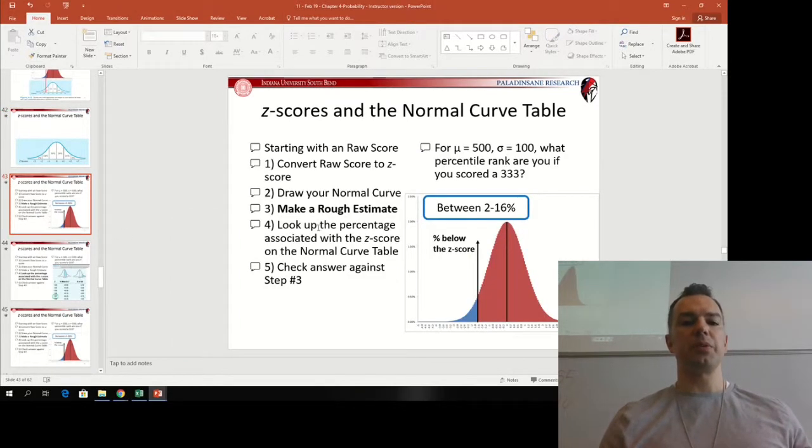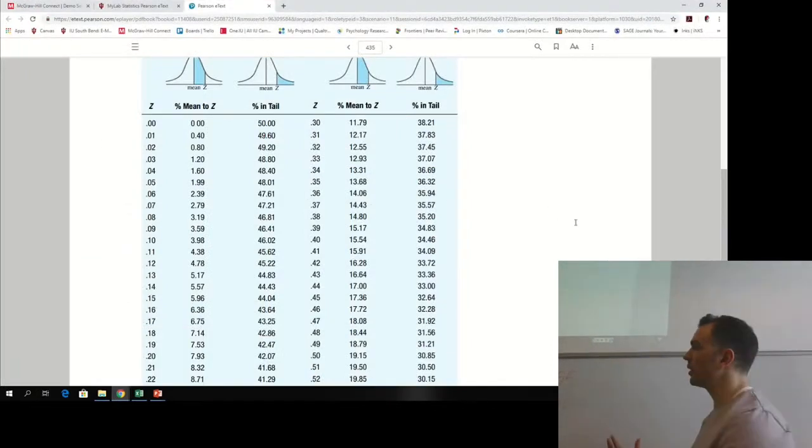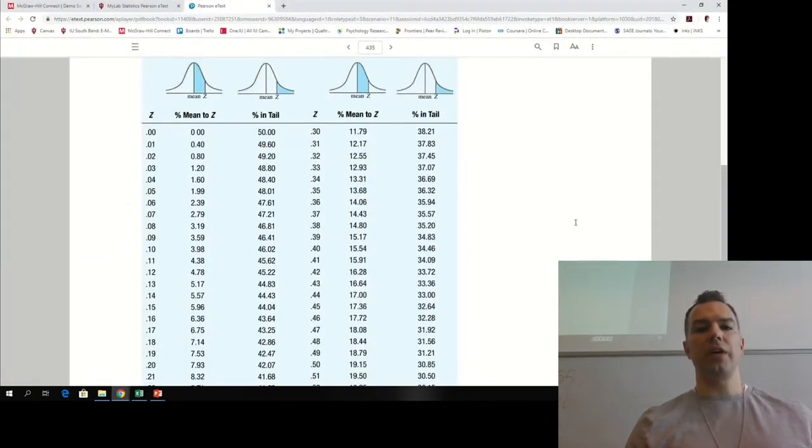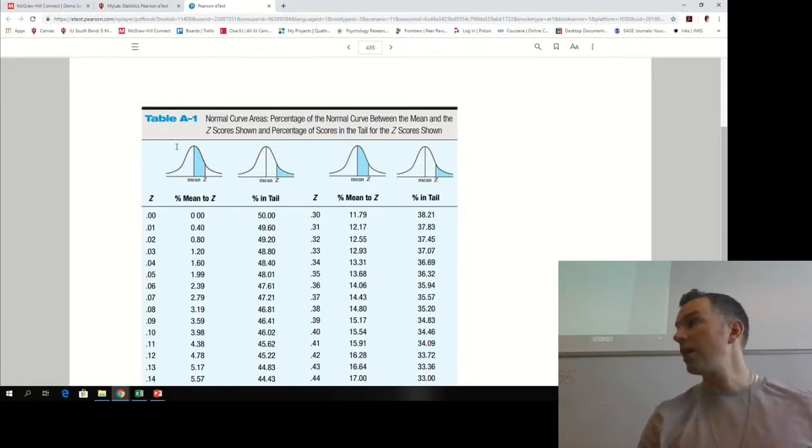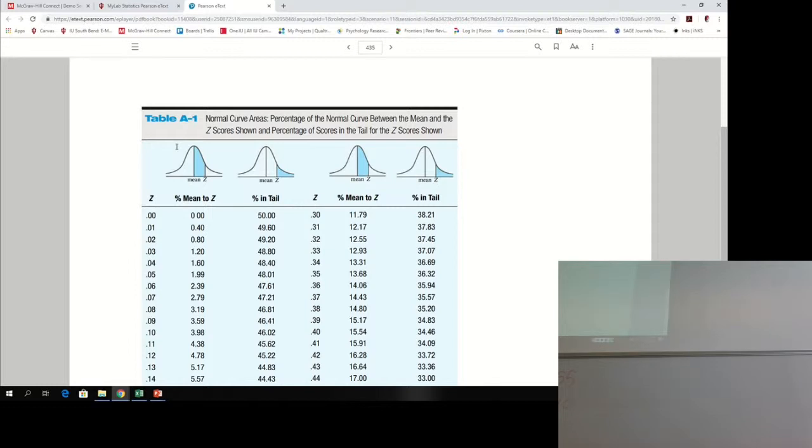All right, next we look up the percentage associated with the Z-score on the normal curve table. This is actually a good thing that we chose this one, because you'll notice that nowhere on these is more than 50% of the table colored in. So that's where we remember that we can divide it into this area, which is 50%, and this area between our Z-score and the mean. So this is all that we need to figure out. And you'll notice that that is this column right here, and it's also this column right here.